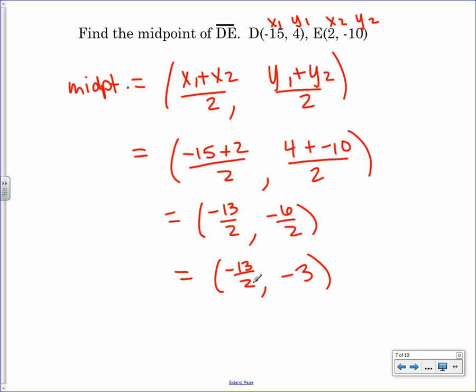Would I mark it wrong if you had negative 6.5? No, it's the same thing. I don't care. I just don't do extra if I don't have to. Okay? Did I lose anybody? All right. Anyone still need that page?